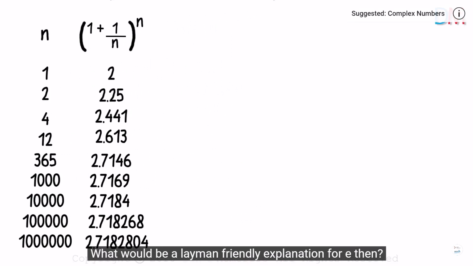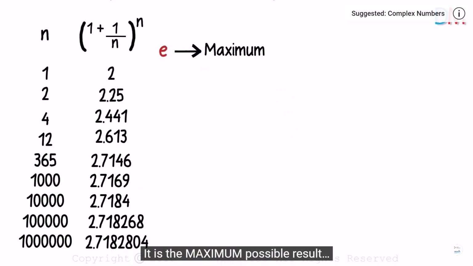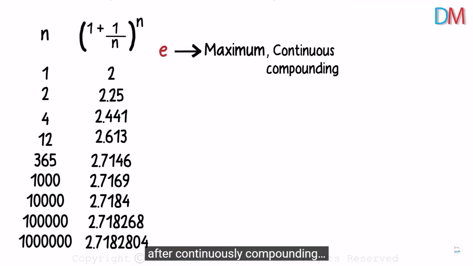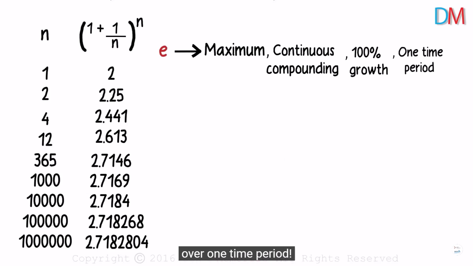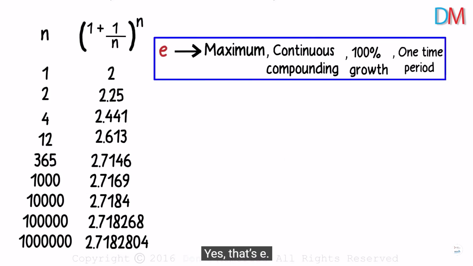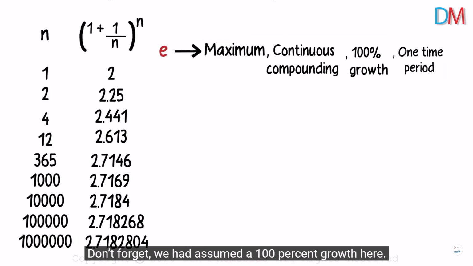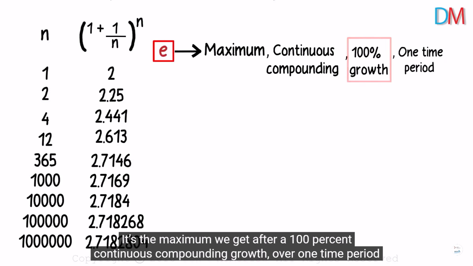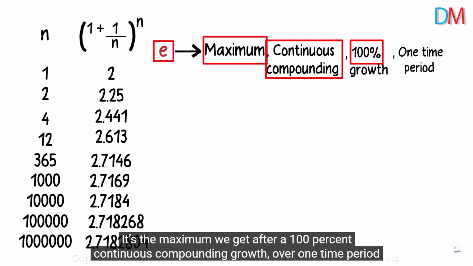What would be a layman-friendly explanation for E then? It is the maximum possible result after continuously compounding a 100% growth over 1 time period. Yes, that's E. Don't forget, we had assumed a 100% growth here. And that's what E is. It's the maximum we get after a 100% continuous compounding growth over 1 time period.